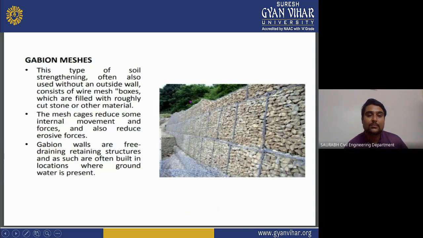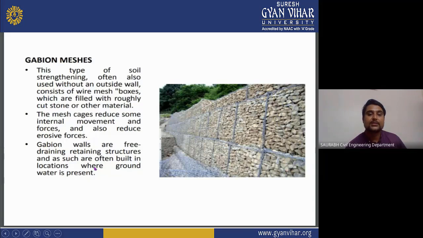Now we will see gabion meshes. This type of soil strengthening is often also used without an outside wall. It consists of wire mesh boxes which are filled with roughly cut stone and other material. As you can see, this is your mesh of reinforcement which is retaining the wall. As you can see, this may also be a mountainous area where stone is retained by these meshes.